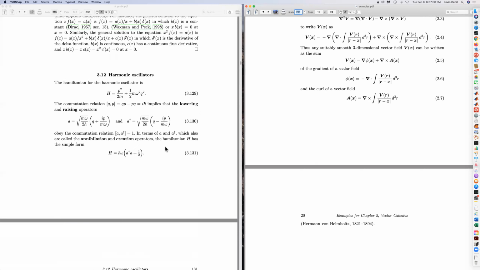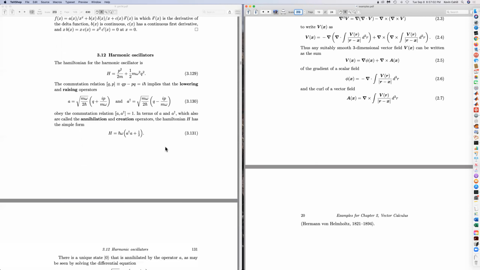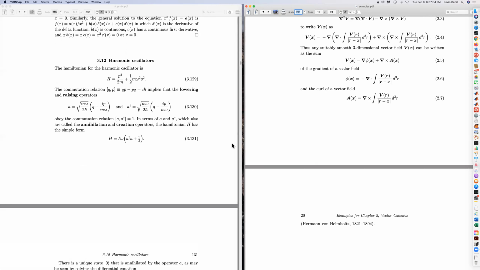The next topic then would be harmonic oscillators. And I hope you've all seen harmonic oscillators in some form. Let me give you them in this present form that's, I think, relevant for many things that you may encounter in your studies of physics.